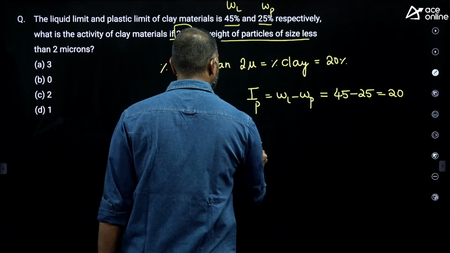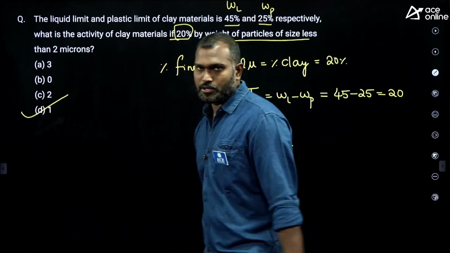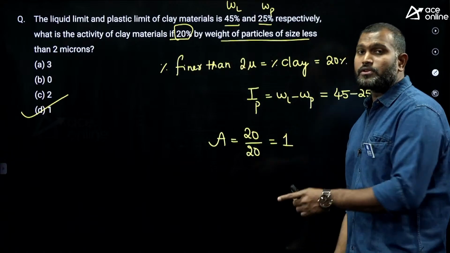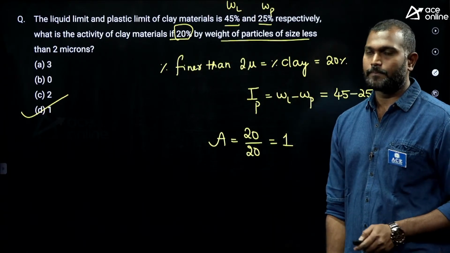So which is a 20 by 20, the correct answer goes as 1. So the correct answer is option D. Mind you, these are all the previous SSC questions only on one single concept. How many questions have been appeared?